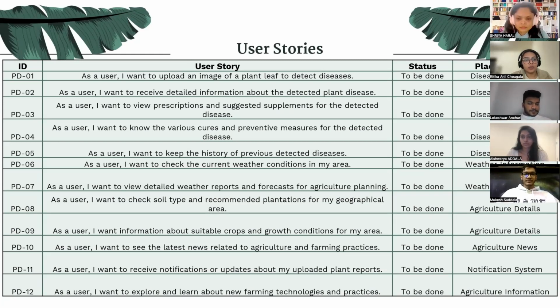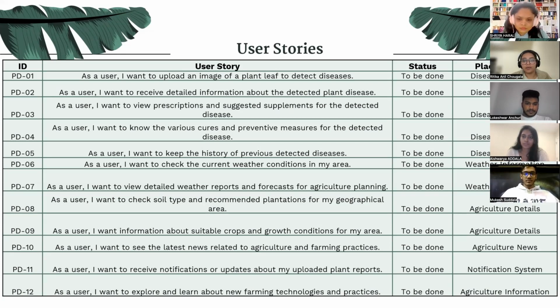Coming to the first user story, a user wants to upload an image of a plant leaf to detect diseases. The second one being, as a user, I want to receive detailed information about the detected plant disease. As a user, I want to view prescriptions and suggested supplements for the detected diseases. The fourth user story being, as a user, I want to know the various cures and preventive measures for the detected disease. And then the fifth one, as a user, I want to keep the history of previous detected diseases. All these five user stories we have decided to place in the disease detection feature that we will be working on.